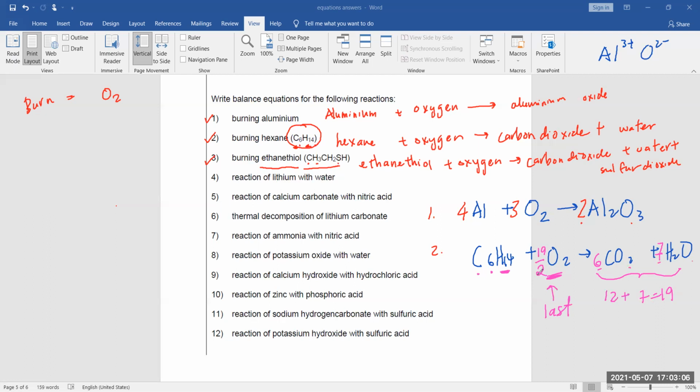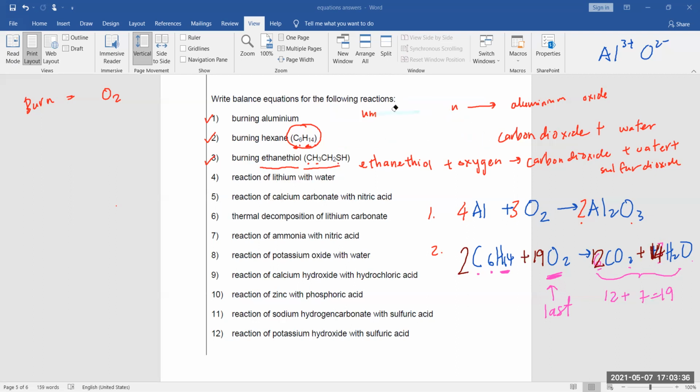Over here, there's no number, means it's 1. So 1 times 2 is 2. 19 over 2 times 2 is 19. 6 times 2 is 12. Okay, and 7 times 2 is 14. All right, so this is how you balance this kind of equation. Okay, so I think most of you understand already. Now I'm going to go to number 3.